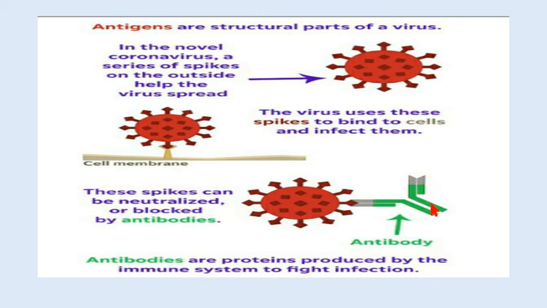So these antibodies will actually block the antigens present on the surface of the virus, so that the virus cannot adhere to the cell membrane of other cells and does not infect other cells. So antibodies block these spikes so that they cannot adhere to the surface membrane of other cells. So that's how vaccination gives us protection against diseases.